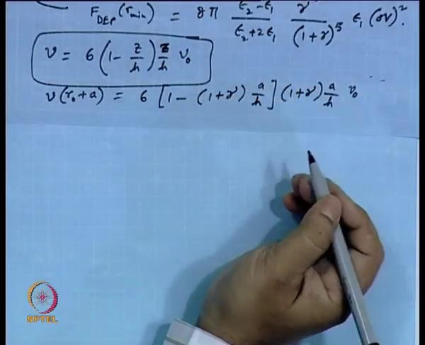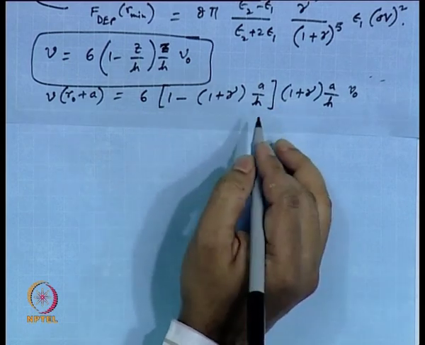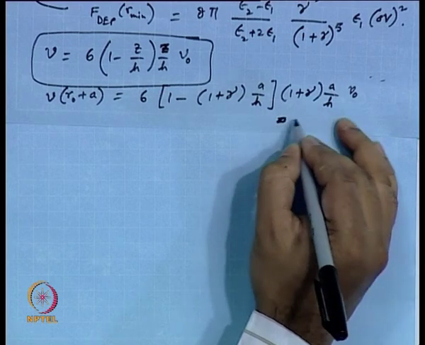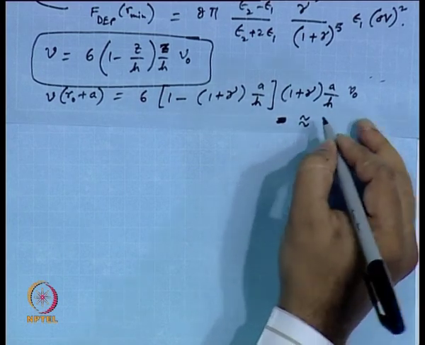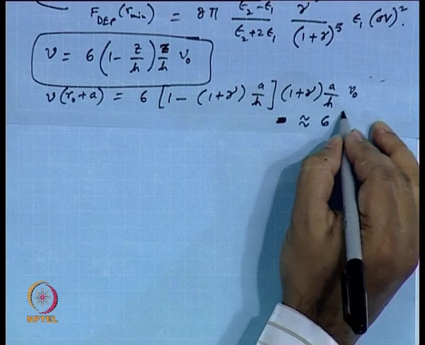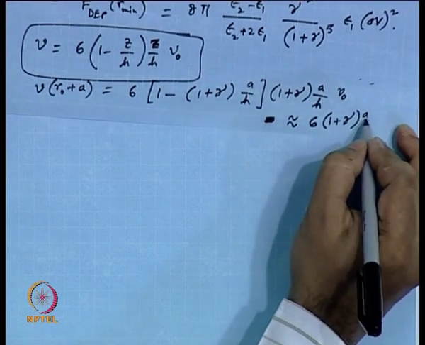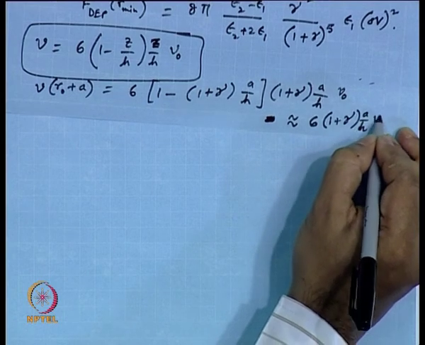Now, this expression is approximated as 6 into 1 plus gamma a by h into v 0.